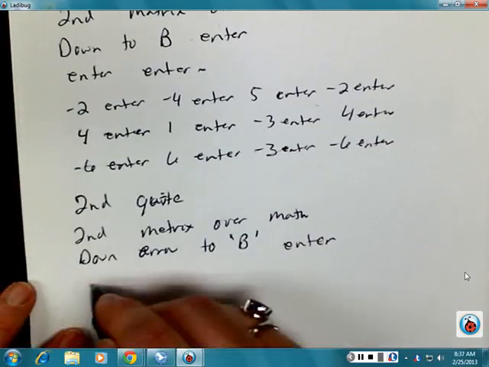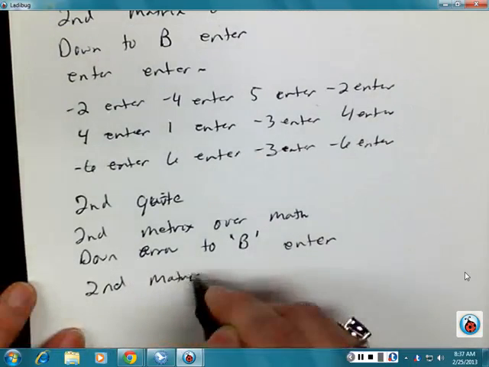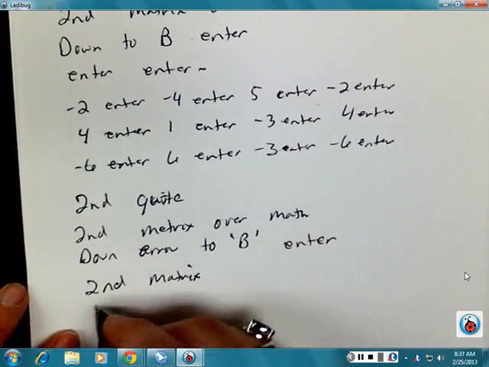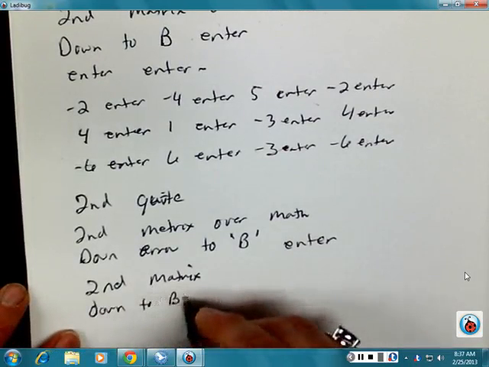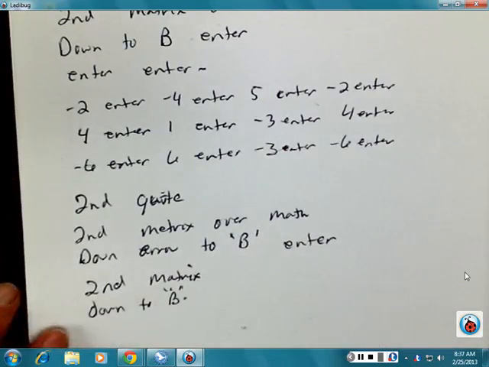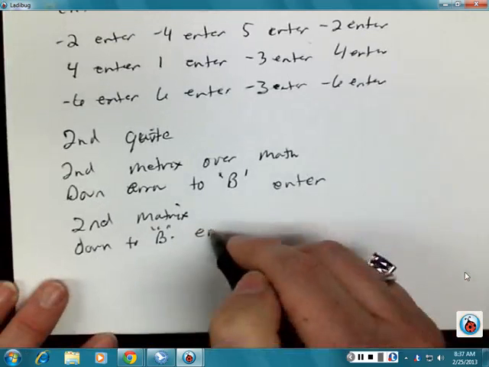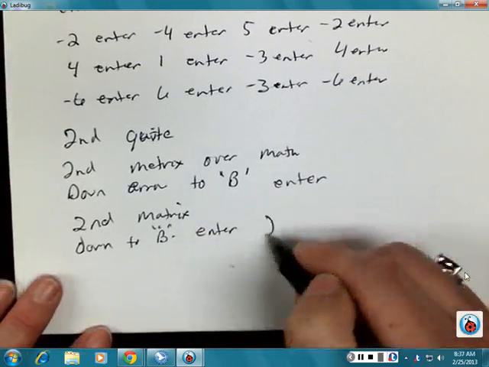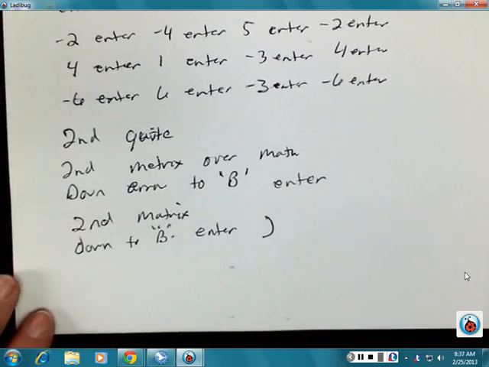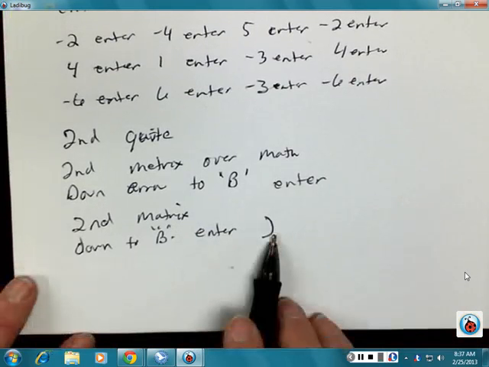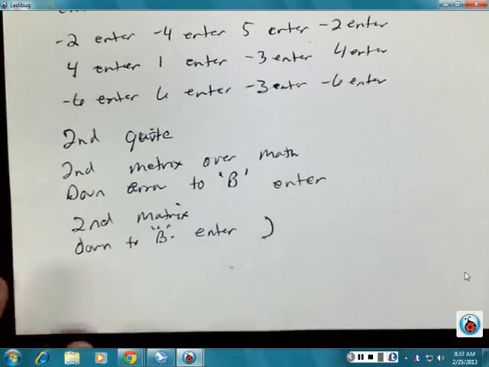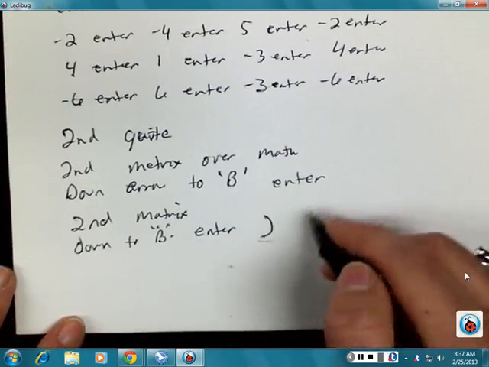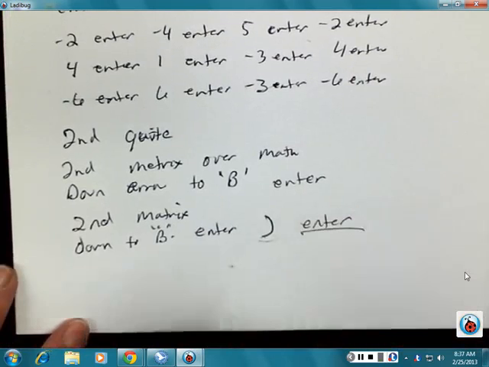Then go second matrix. Then down to B. That's the location of my matrix, so I have to go down to B and then hit enter. Close it with a parenthesis. Always make sure you close things. If you start out with a parenthesis, make sure you finish it with a parenthesis, because sometimes other things get thrown in and you don't always finish it off. And then after I close it with parenthesis, I'm going to hit enter, and my answer should pop up.